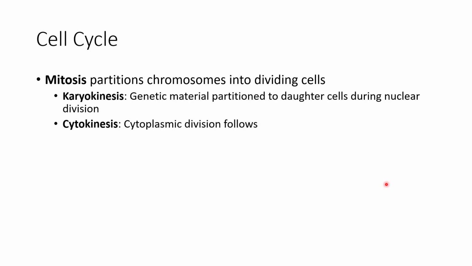The next section of this chapter talks about our cell cycle. The cell cycle is the stages of normal cell functioning that a cell goes through. The one that we're going to spend the most time talking about today is mitosis, in which we partition our chromosomes. We then take those replicated chromosomes and divide them into two daughter cells that are diploid. Mitosis has two parts to it. It has the division of genetic material, which we call karyokinesis, and the division of the cytoplasm and the cell itself, which is cytokinesis.